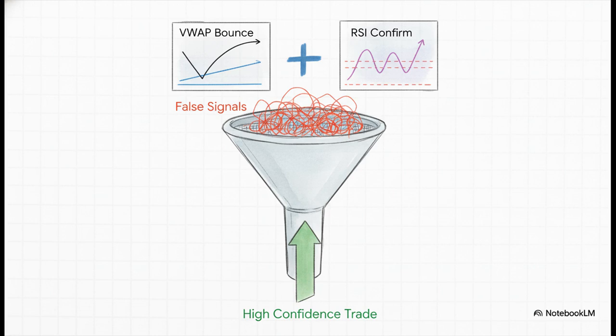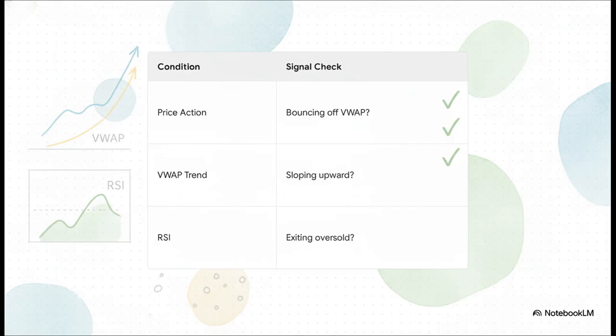You have to think of it like a detective building a case. You need more than one piece of evidence. So if you pair a VWAP bounce with another indicator, like the RSI, you can filter out a lot of the noise and build a much stronger case for taking the trade. You can even create a simple little checklist like this one. Think of it as your pre-flight check before you hit buy.